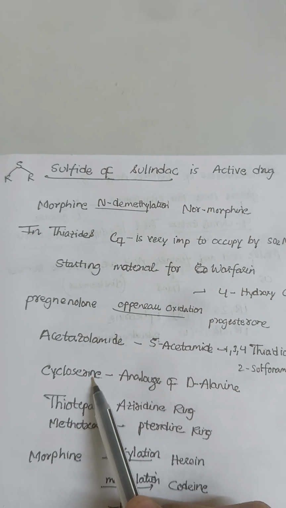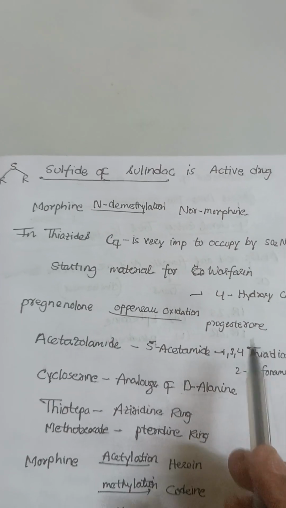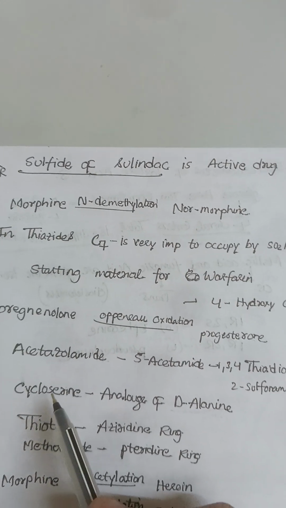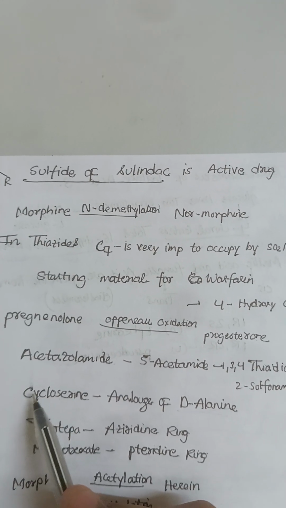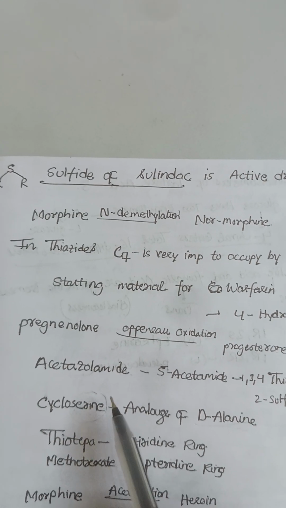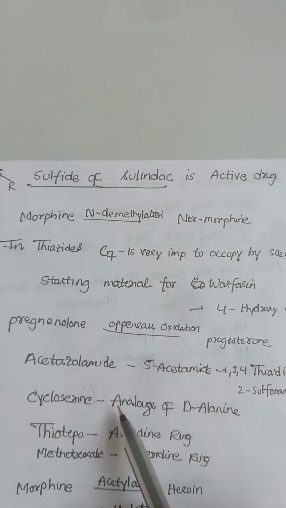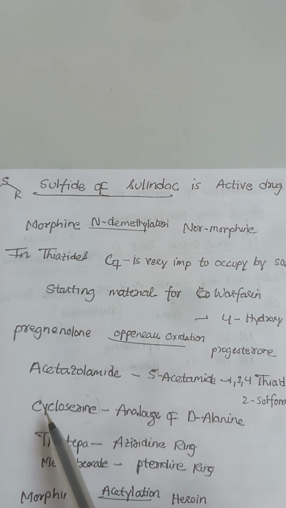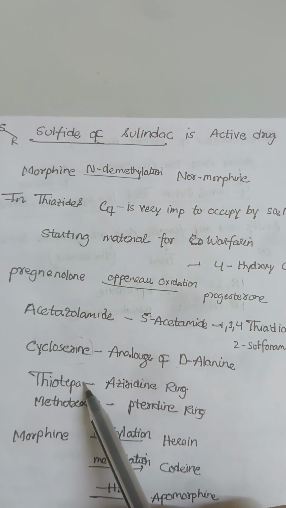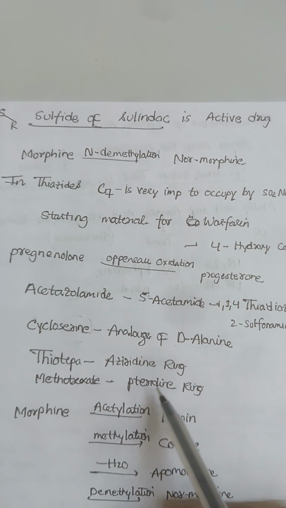Cycloserine, which is an analog of D-alanine. Generally, if you see the structure of cycloserine, normally when they ask this question, people will choose serine as the answer because the name contains serine. No, but cycloserine is an analog of D-alanine. Very important. Next, thiotepa contains an aziridine ring and methotrexate contains a pteridine ring.